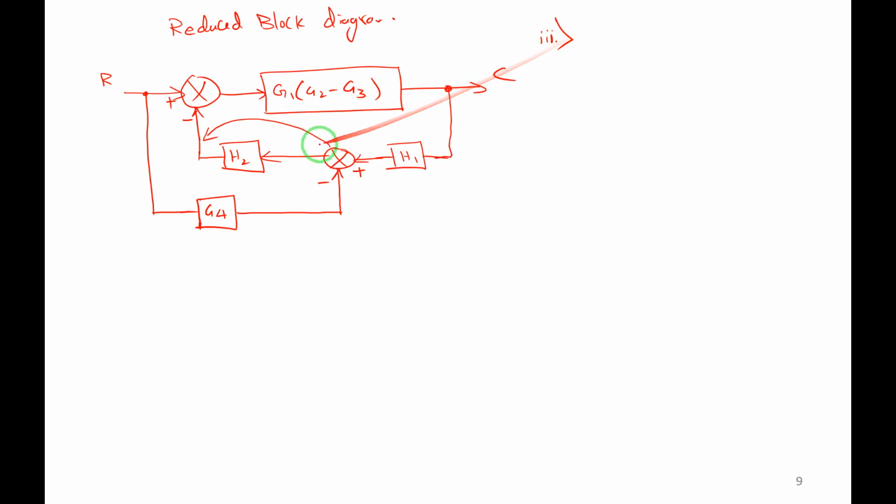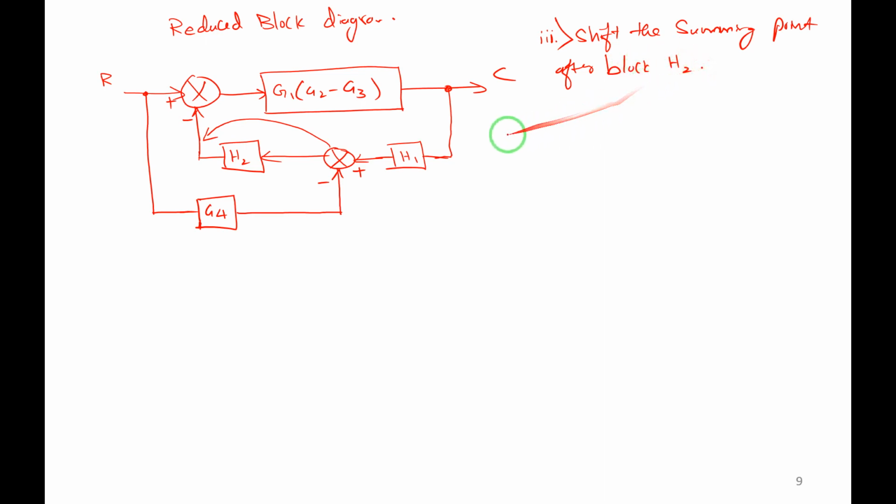So I will write here, shift the summing point after block H2. Yes, if I shift the summing point after block H2, we know this rule: summing point after a block has to pass through direct gain block, SABD, right? Direct gain block.